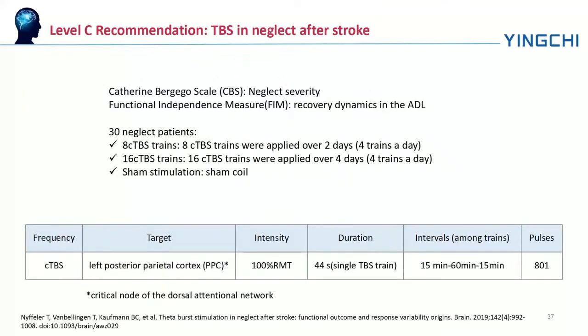And in this clinical trial, they acquired 13 neglect patients. Some underwent 2 days of CTBS-based treatment, and some underwent 4 days of CTBS-based treatment, targeting the left posterior parietal cortex with inhibitory TBS, which is inhibitory stimulation.